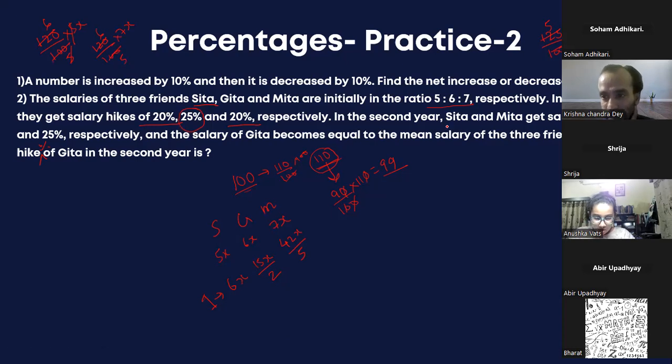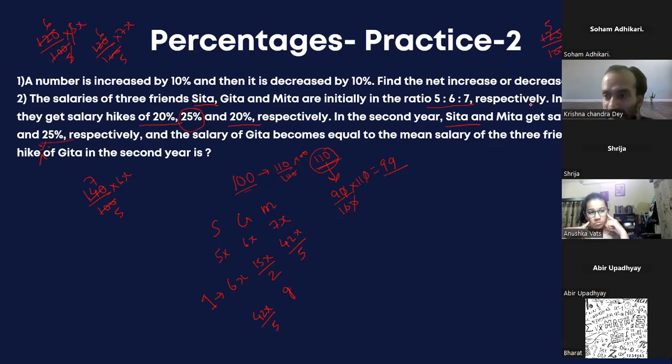In the second year, Sita and Nita. Where is Sita? Sita is here, right? Sita gets a salary hike of 40%. By the first year, her salary has become this. On top of it, now she is getting a 40% hike. So it will become 140 by 100 of 6x. If I cancel by 20, 7 by 5, so 42x by 5 is her new salary. Cool. Geeta's new salary, I don't know. Let me assume it's some G.